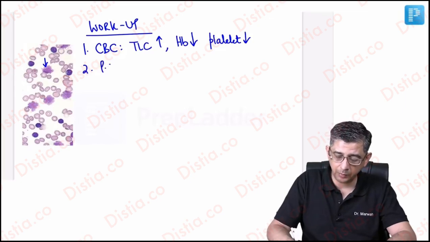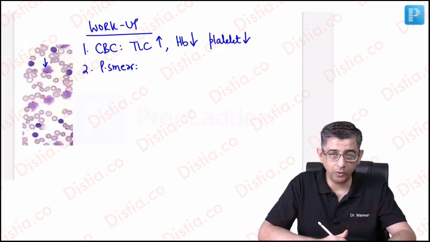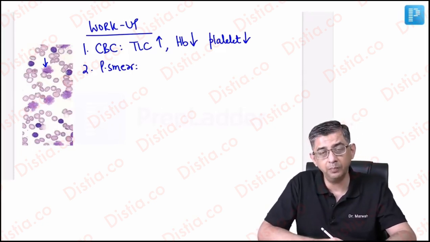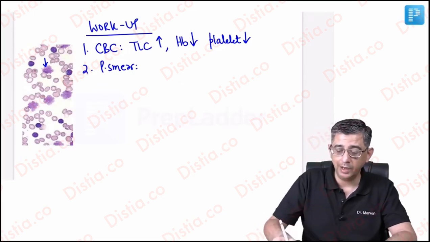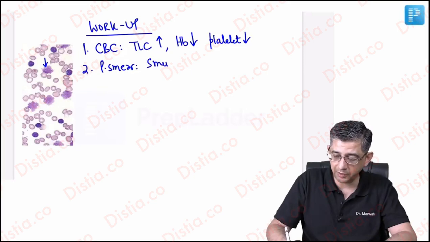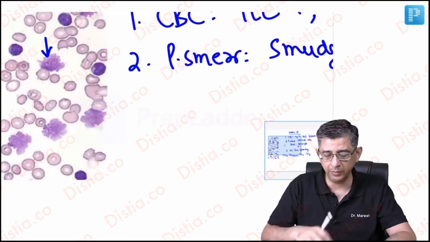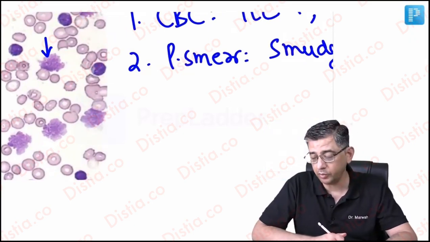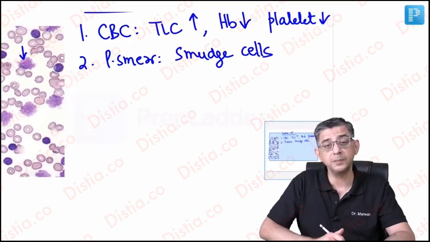When I check out the peripheral smear of this patient, what I will find is that these mature looking lymphocytes are highly fragile, so they can rupture during preparation of the smear. Therefore, one of the characteristic features you will notice will be a distorted cell, which I can zoom in on for your convenience, and therefore we will have the presence of smudge cells.